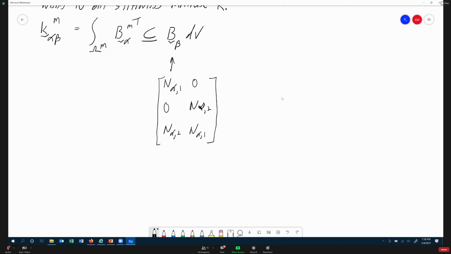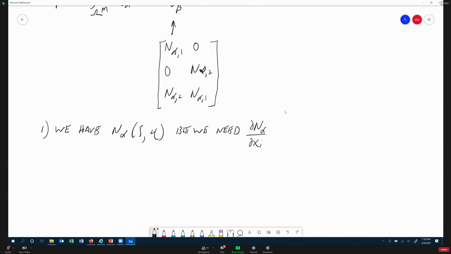And we have two things going on here. So one, we have n alpha with respect to psi and nu, but we need the partial of n alpha with regards to x. So that's one thing that we have going on.